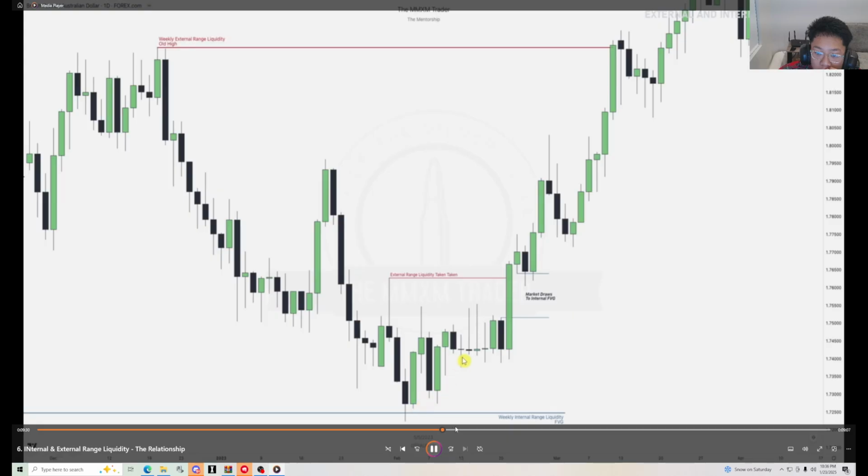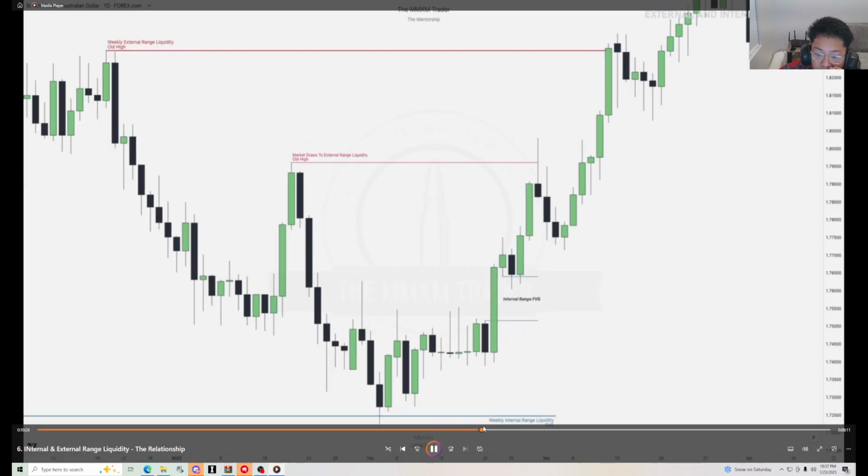So now we're gonna reach for external range liquidity. And the first external range liquidity, which is very obvious, is this long wick right here. Internal value gap. So liquidity will be taken.